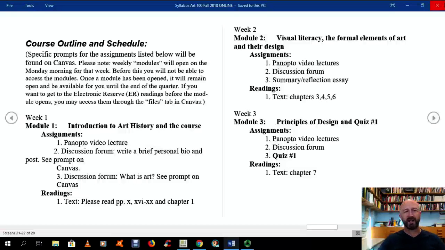You've been asked to write a discussion forum where you post a personal bio, right? Just tell us who you are. And then another discussion forum. These are both due, of course, on Friday this week.